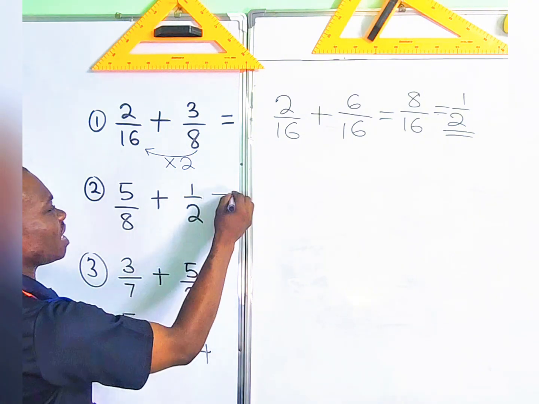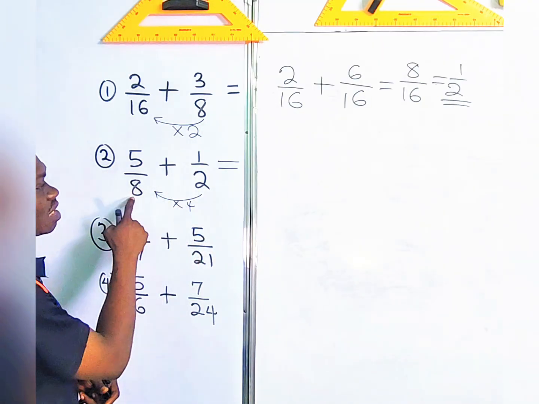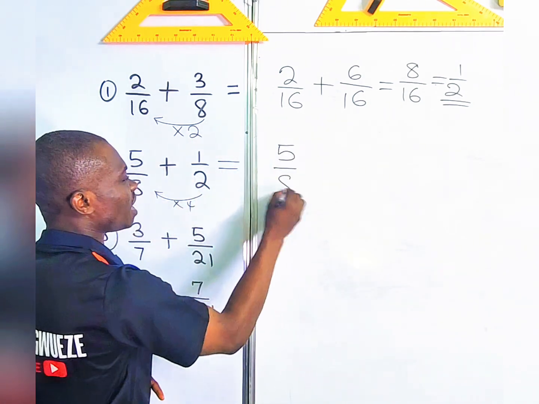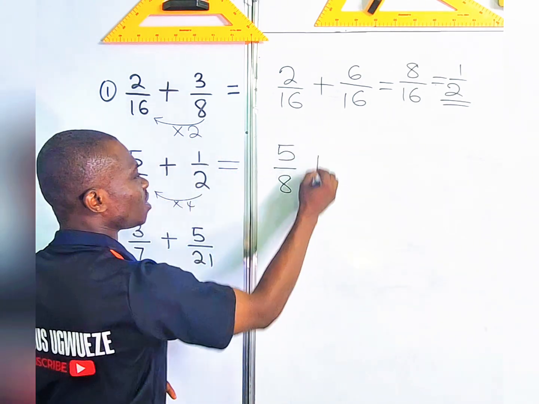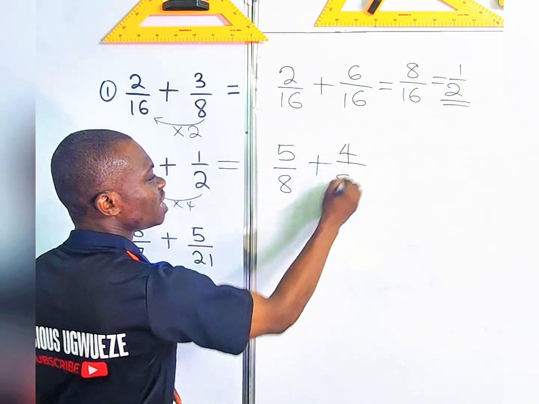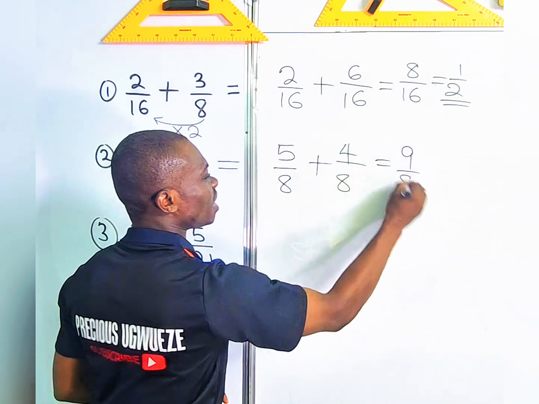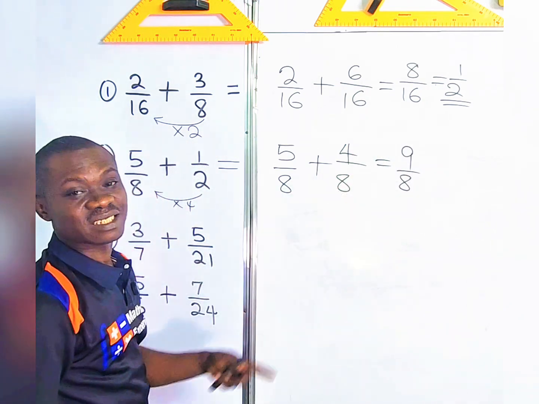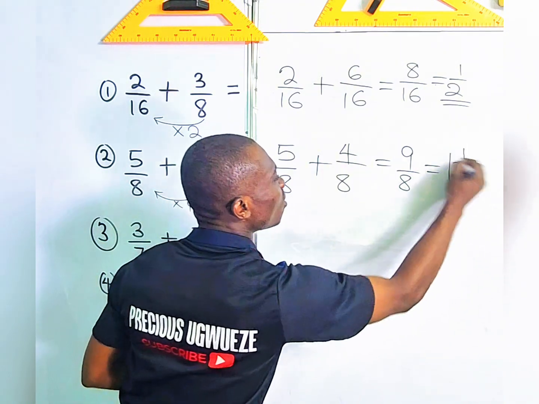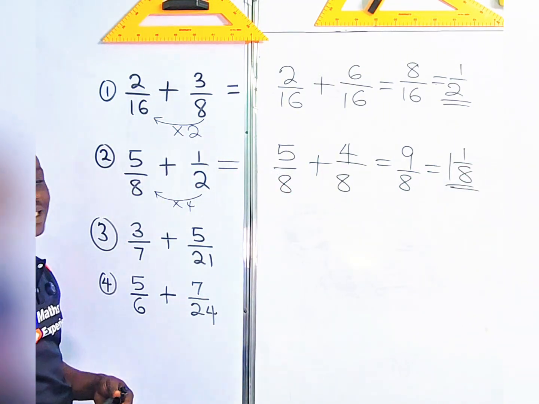Okay, so the same thing applies here. This will be multiplied by 4 to get this, and that's going to give me, this will remain the same, 5 over 8. So this one will now become 1 times 4 is 4, and 2 times 4 is 8, and that is going to become 9 over 8. And then of course this is an improper fraction, which will give us 1 whole and 1/8. Okay, and that's your answer.